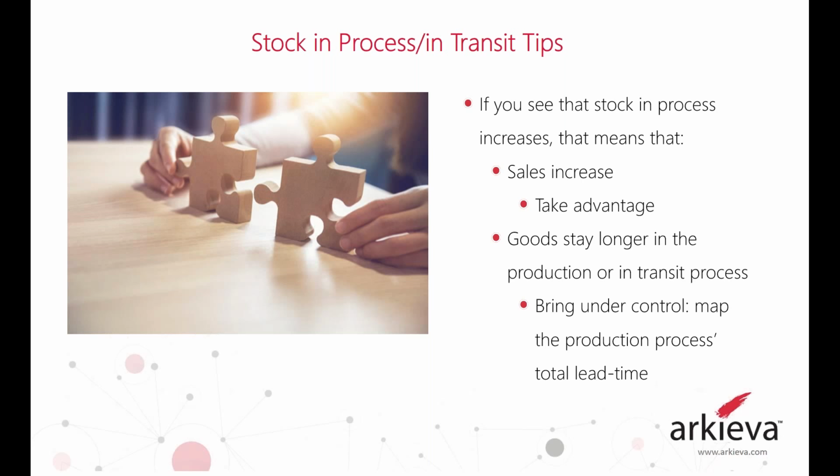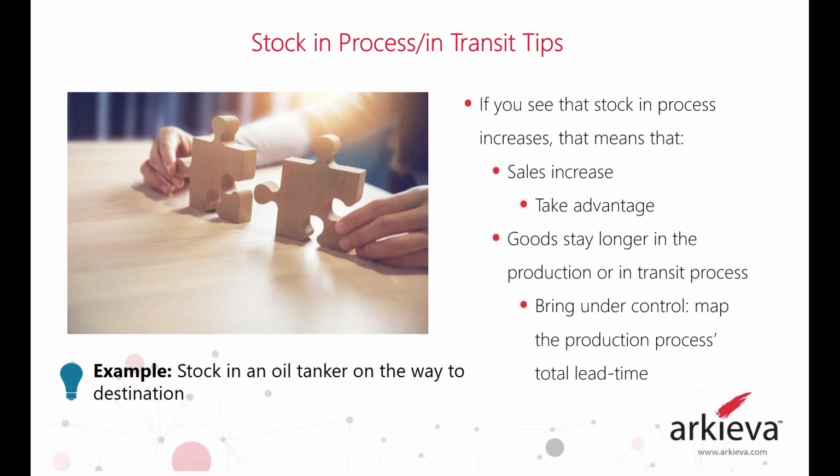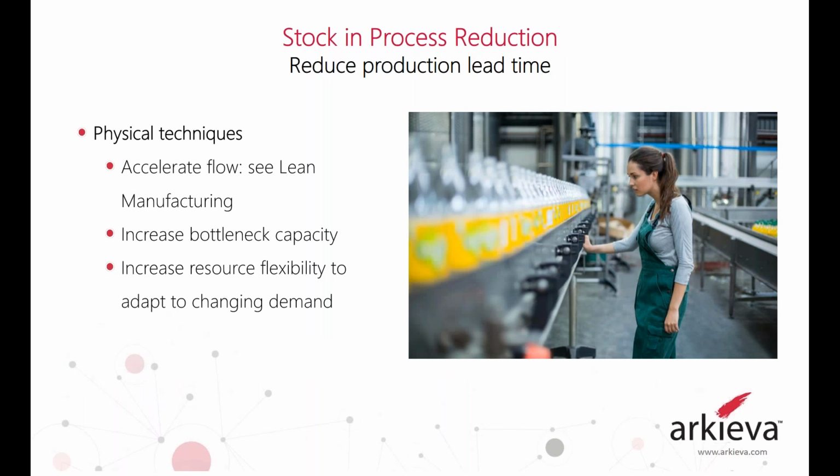You might want to bring things under control, and you can do that both on the production side as well as on the transit side, so as to reduce the total lead time, not just one component of the lead time. An example of in-process or in-transit inventory could be stock that is sitting in an oil tanker on the way to the destination. So if the oil tanker is going to be traveling for 3 weeks, well, that's your in-transit inventory over those 3 weeks. Let's look at a couple of techniques around in-process inventory reduction.